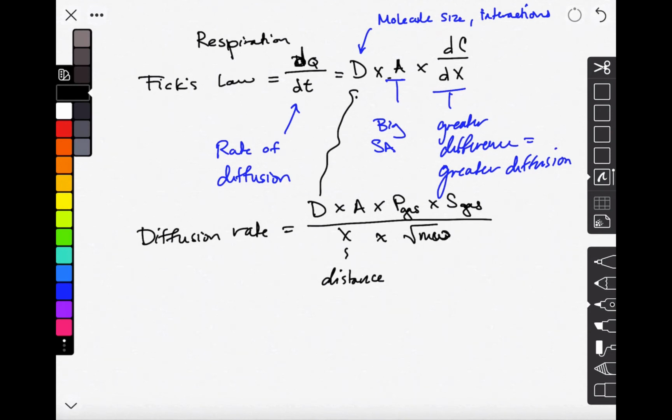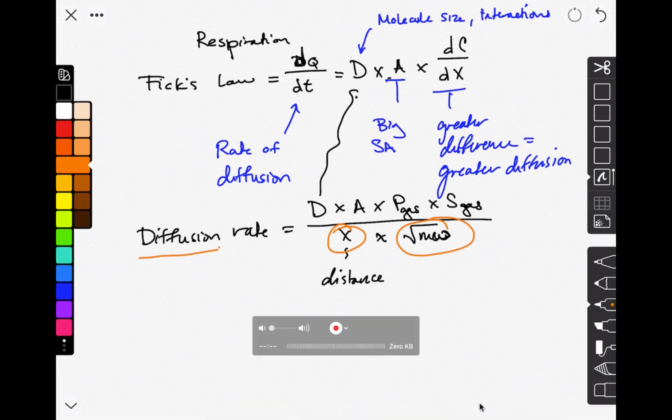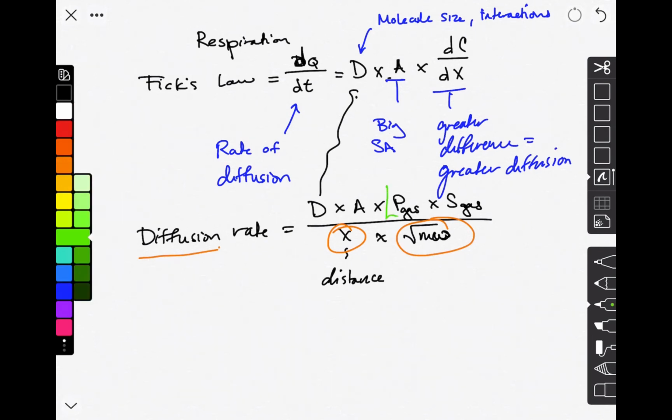So basically a bigger molecule would be bigger here. It's going to have a slower diffusion rate. A bigger distance is going to have a slower diffusion rate because it's going to be a larger number that we're going to divide this by. All right, so what does this then have to do with anything? Well, one example of where we can use this is we can use this solubility and partial pressure to talk about breathing.